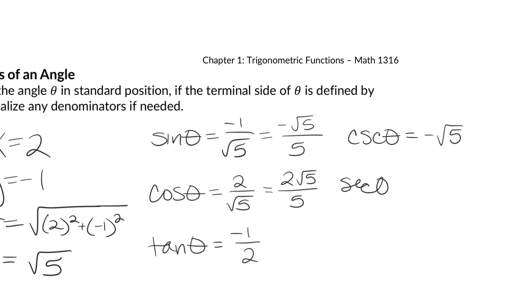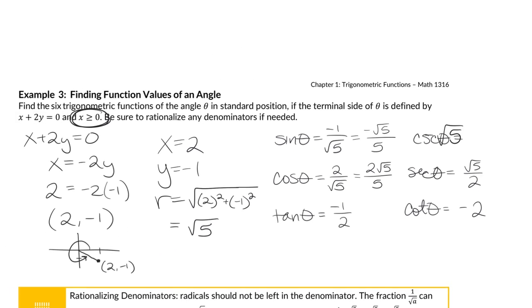If I'm finding secant of theta, again, rationalizing this one is a lot of work. So why don't we just flip this bad boy over? This ends up being square root of 5 over 2. If we flip over negative 1/2, we end up with negative 2. And again, for those of you who know what quadrant is positive, notice that cosine and its reciprocal are the only positive values here because we were in quadrant 4.